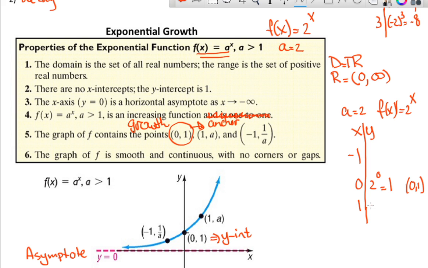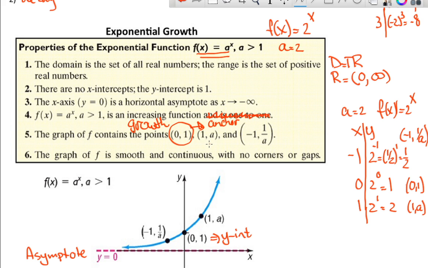So at 1 we should get a. So a is 2, so at 1 I should get 2. And that is because 2 to the power of 1 is 2. So that did work. So we did get (1, a) over here. And then on this one, the last one, if we do 2 to the power of -1, keep in mind that that means you have to flip this, right? So this was 2 over 1. This then becomes 1 over 2 to the first, which is a half. So that does mean that at -1 we get 1 over a, and a is 2. So that's what these 3 points mean.